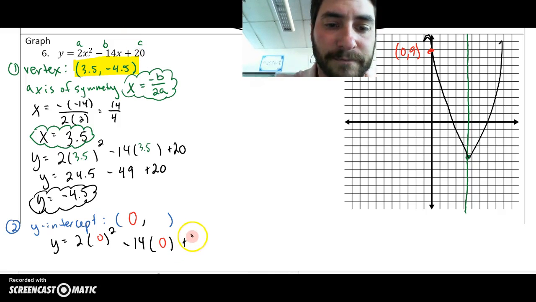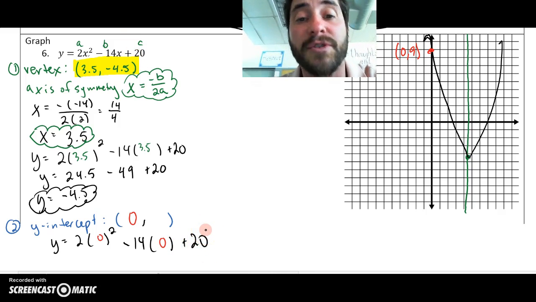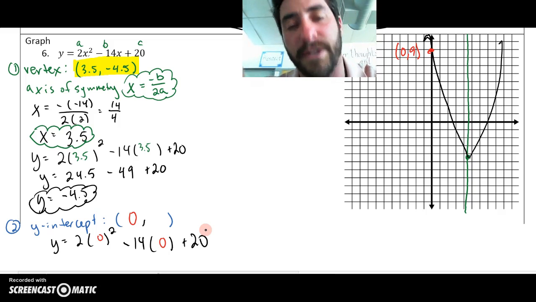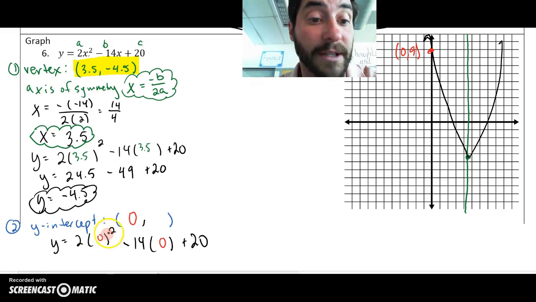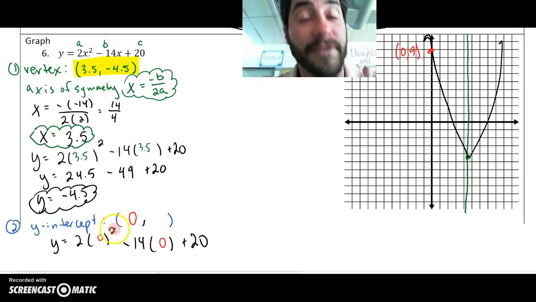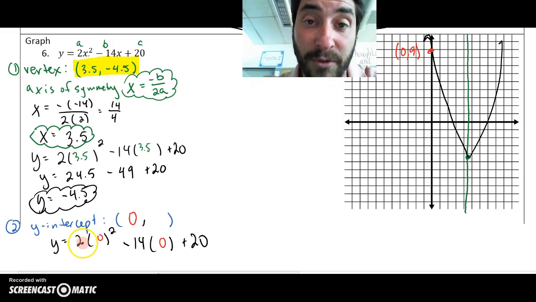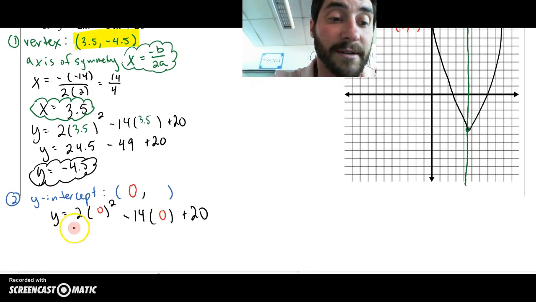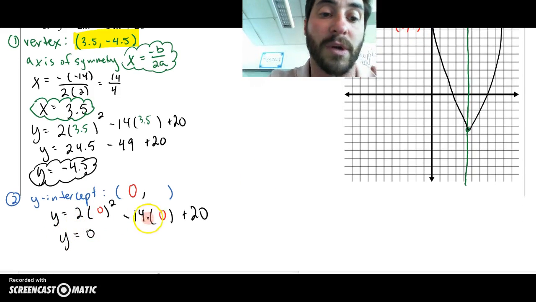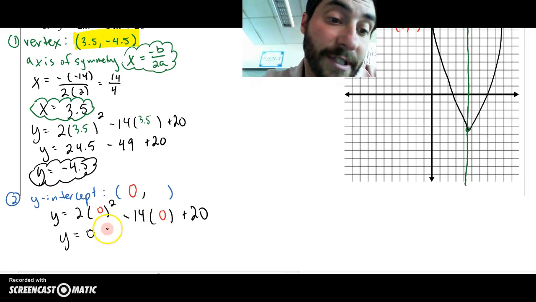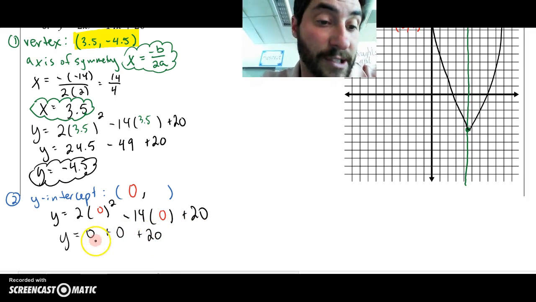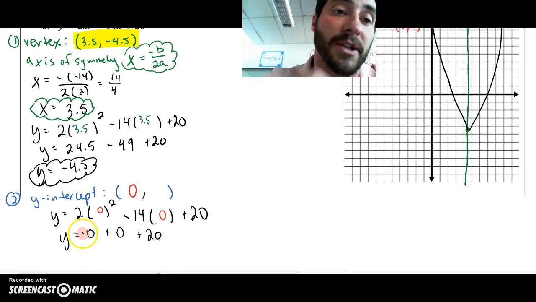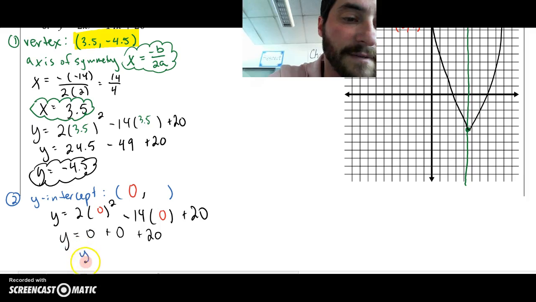Plus 20. If you were like, oh, it's 20, it's the C value, duh, you're right. But if you plug in 0, let's just make sure. 0 squared, 0 times 0, is 0. And 0 times 2? 0, right? What's negative 14 times 0? 0. Wow. And then that's just a 20. So you've got 0 plus 20. You got it. Y does, in fact, equal 20.